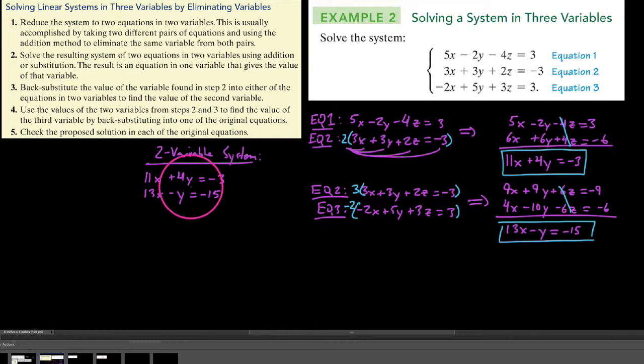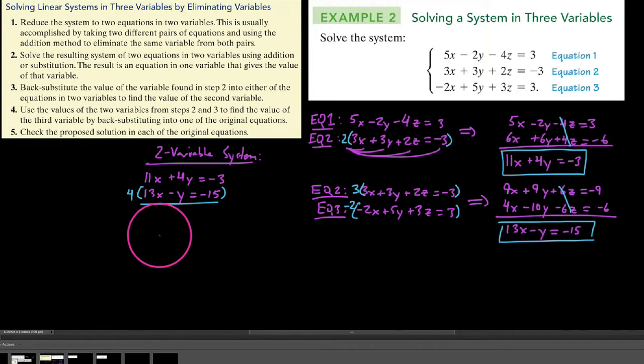And so one thing that I want to comment on here is basically you can go through the rest of these steps to solve this 3x3 system, but I want you to know that from this point onward, it's going to be the same practices that we've used to solve systems in the past. So in step 2 here, it's just going to say solve the resulting system in two equations and two variables using addition or substitution, your choice. And it says the result is an equation in one variable that gives the value of that variable. So essentially, now I'm going to choose to use elimination here, and I'm going to choose to take my second equation times a 4 here, so I get a negative 4y here.